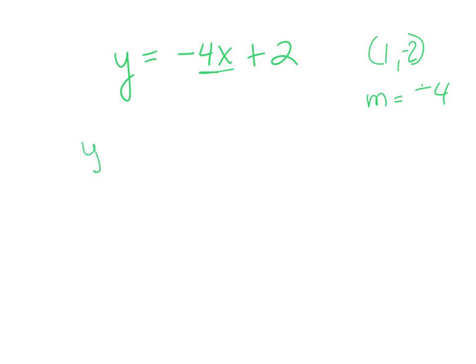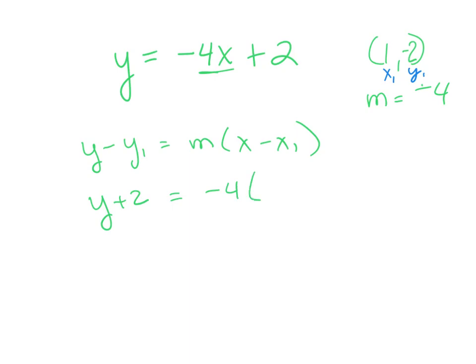So we have y minus y1 equals m times (x minus x1). So we have y plus 2. Don't forget this is the y. The second number is the y. And the first number is the x1, okay? So y plus 2 equals -4 times (x minus 1). And that is the answer I want on your homework.